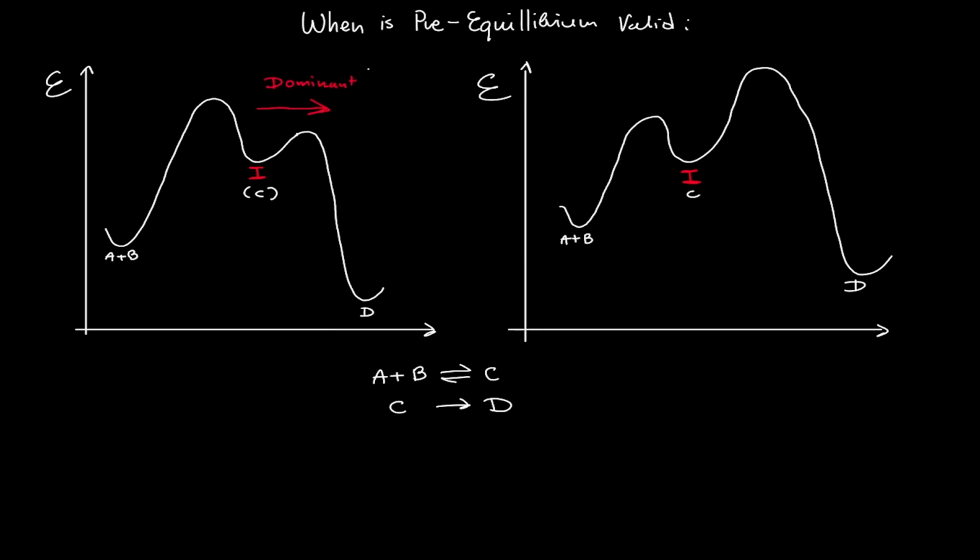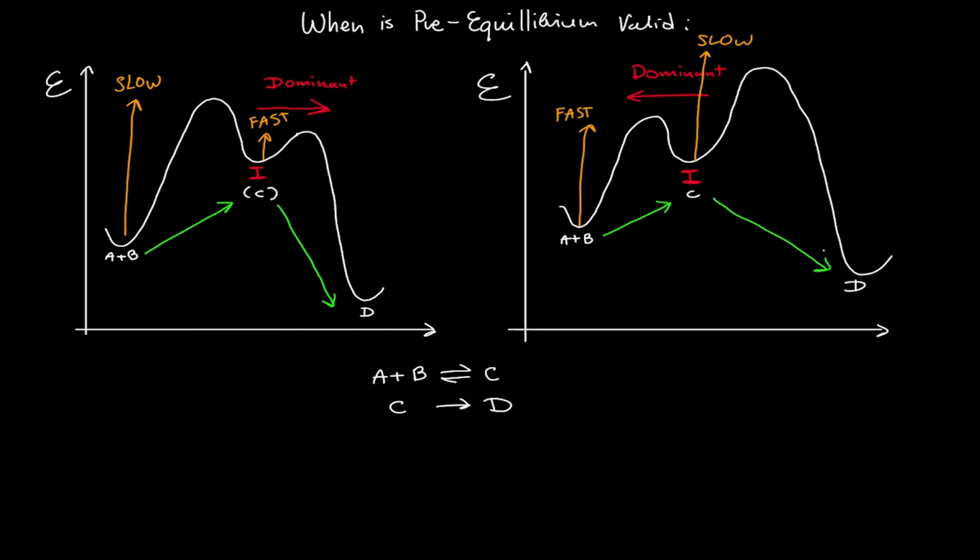Here, you may see that the pre-equilibrium assumption is only valid on the second graph, because in the second graph we have first activation energy lower than the second activation energy. And basically, yeah, that's it. That's just for you, for convenience, and that's it.